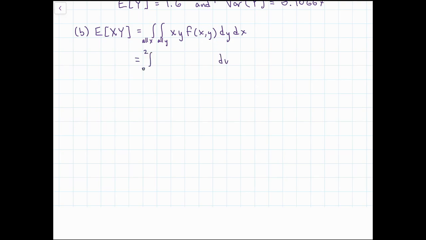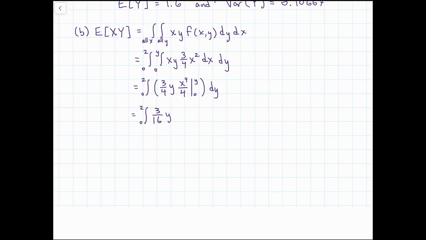So we'll integrate with respect to y from 0 to 2, and then with respect to x from 0 to y of xy times 3/4 x^2. Our inside integral, integrating with respect to x, gives 3/4 y x^4/4 evaluated at 0 and y. Notice that when we're doing that interior integral, y is just a constant. When we evaluate that at 0 and y, that just gives us 3/16 y^5 dy. Then we can integrate that: it's 3/16 y^6/6. We evaluate that at 0 and 2, and we should get 2. Double check that.